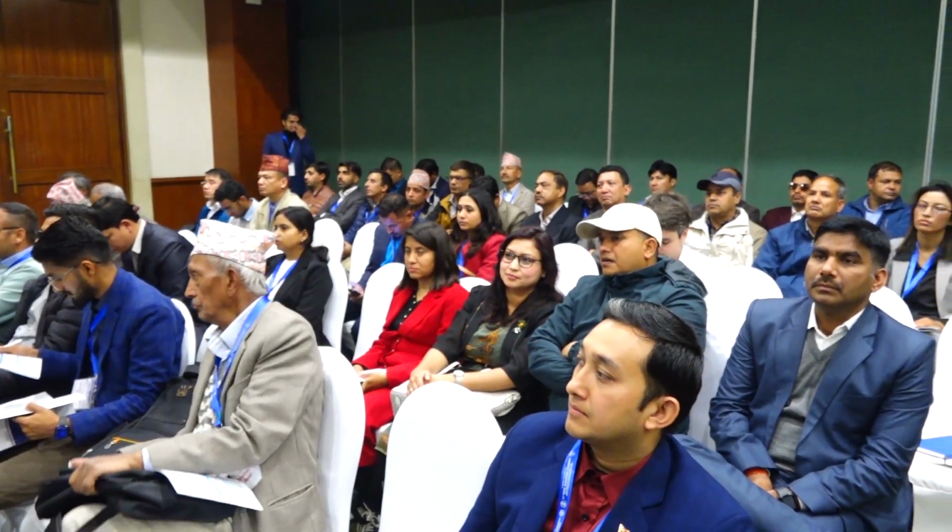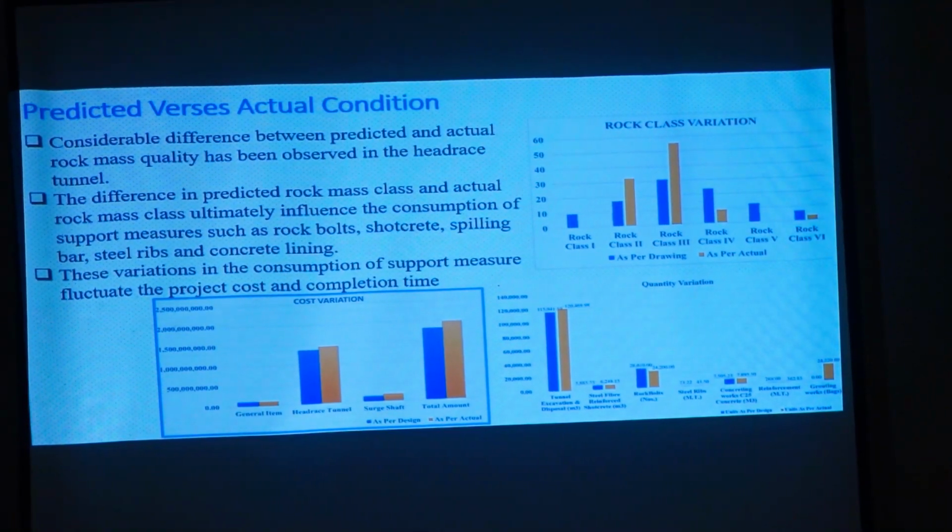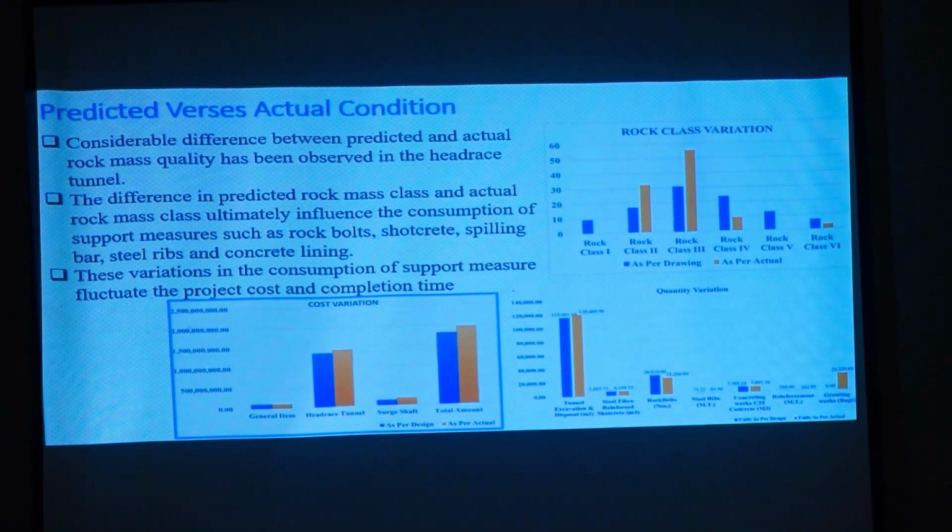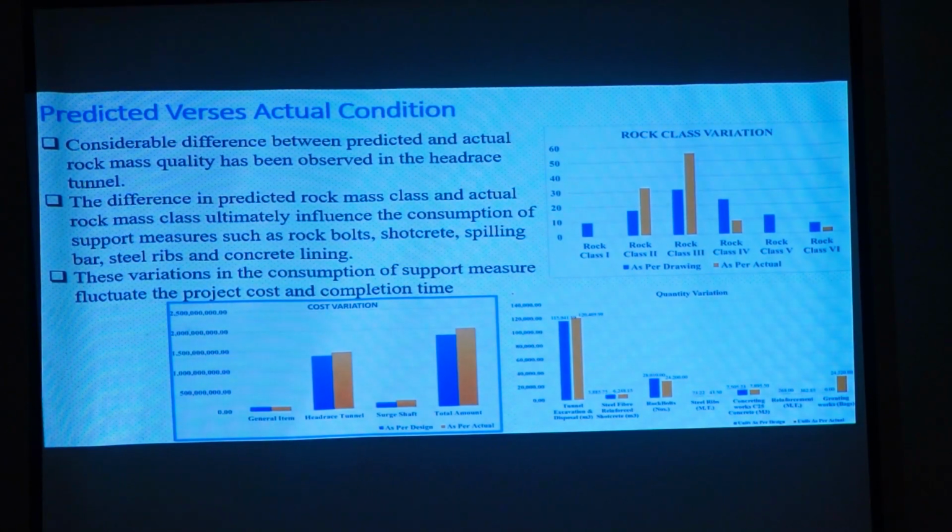So what happens is that during the design, every designer will place the support system minimum in the rock class and maximum in other types. So we see that there is a variation in rock class as for design and as for actual. This makes the difference that the time and cost we expect during detailing in design have changed, and this ultimately causes the consumption of support types that we use in the tunnel to vary. We can see the variation of the support system that we use in the tunnel, like grouting, reinforcement, concrete, steel beams, rock bolts, and steel fibers, have changed. This ultimately brings an increase in the cost variation.